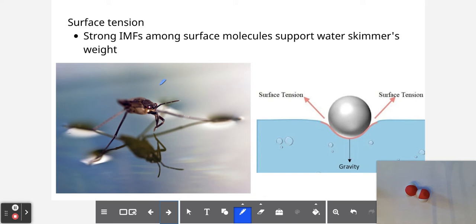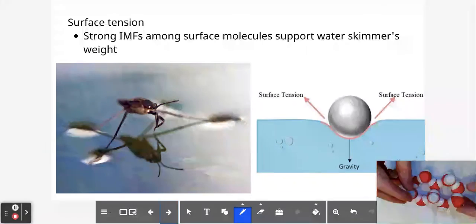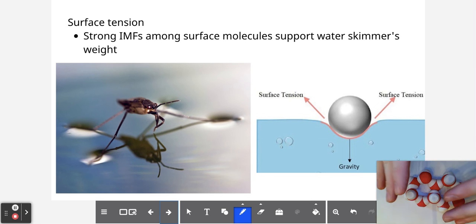All right, so moving on to surface tension. The explanation here is that strong IMFs among surface molecules will support the weight of something standing on the surface of water, for example, a water skimmer. I'm actually going to bring in this model right here. Let's just say that this is the surface of water. Granted, the molecules will be moving around a little bit, but let's say they're all stuck here at this exact moment that something tries to step on that water.